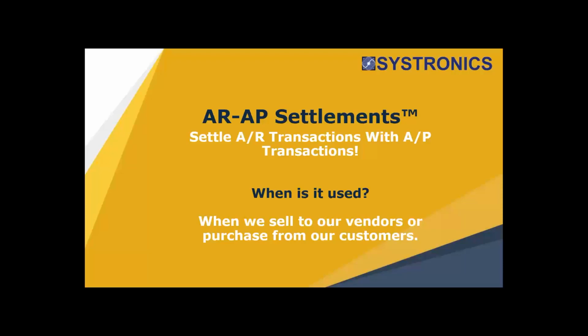Today I will introduce SYSTRONICS AR AP settlements. In the course of business, sometimes we sell to our vendors or purchase from our customers. As you know, in Sage 300, these entities are created as vendors and customers, and there is no link between them. AR AP settlements allows to link vendors and customers. It also allows to settle their transactions with each other.